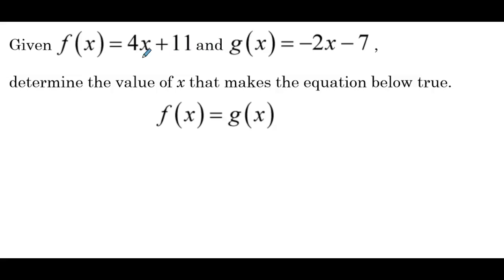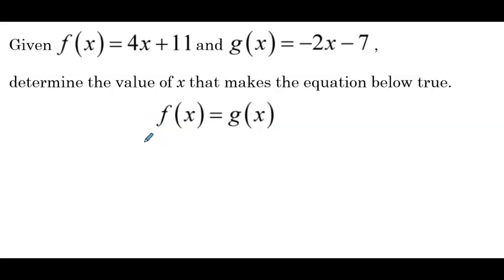Our last example: given f of x equals 4x plus 11 and g of x equals negative 2x minus 7, determine the value of x that makes the equation below true. And the equation they've given us is f of x equals g of x. So essentially what they're asking us to find is the input that makes the output of both of these functions equivalent. Right, so what input do they have the same output? So we can find this by substituting in for our function f of x and g of x and solving.